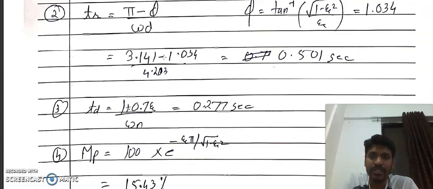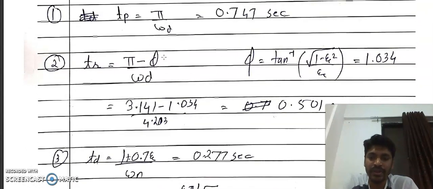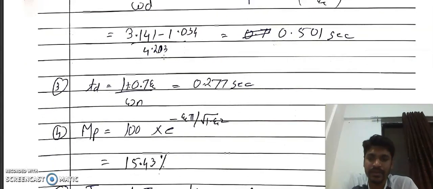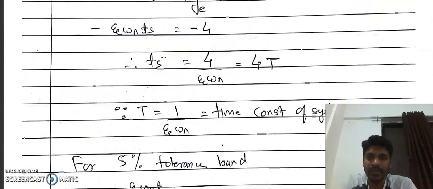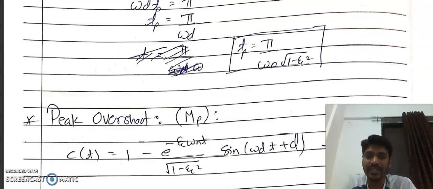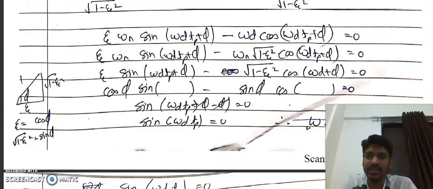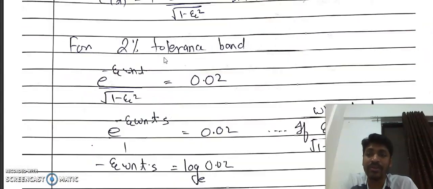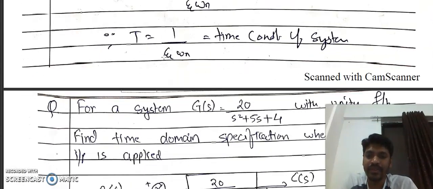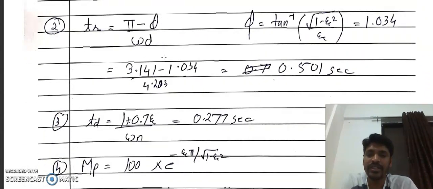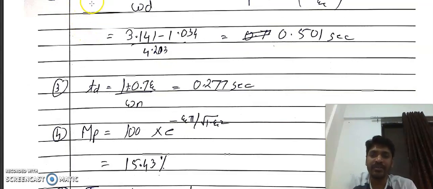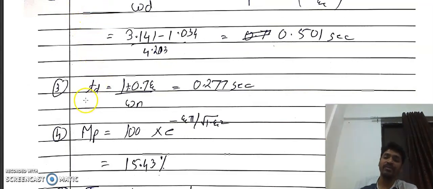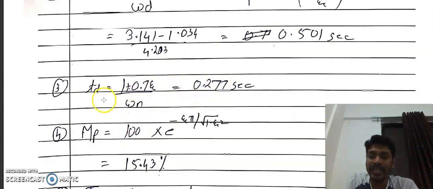So what is the formula for delay time? It is the time to reach 50% of the total value. Just like TR, where we equated C of t to 1, if we equate it to 0.5, then we can calculate the formula for TD, which is 1 plus 0.7 zeta by omega n. If we substitute the values of zeta and omega n, you will get the value of delay time.